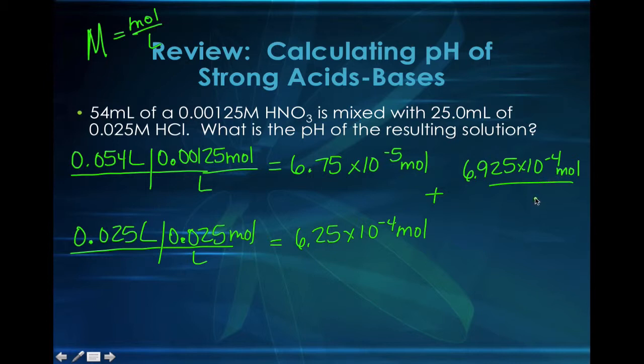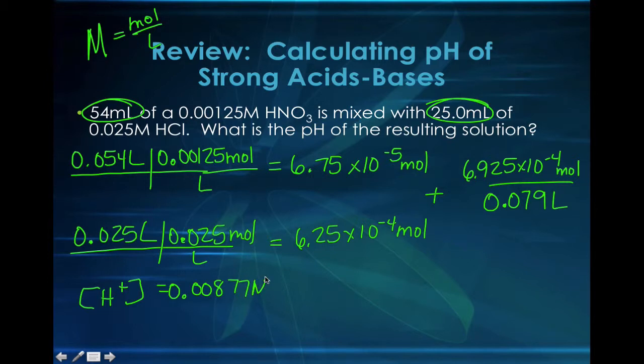I need to add up the volumes because I need to put the new total volume on the bottom. So I have 25 plus 54 is 79 milliliters, but I need that to be in liters. So 0.079 liters. If I take those two numbers and I divide them, I end up with a concentration of H plus that is now 0.00877 molar. Then I can just use the pH equation and plug it in.